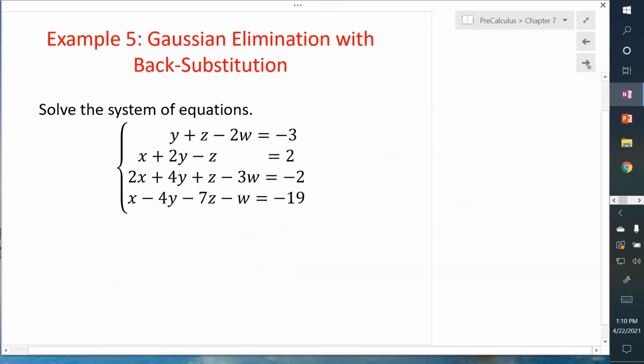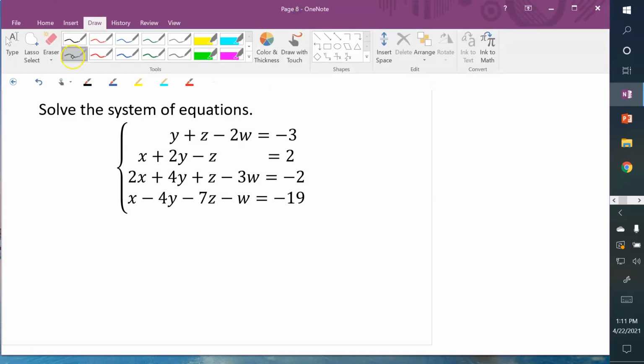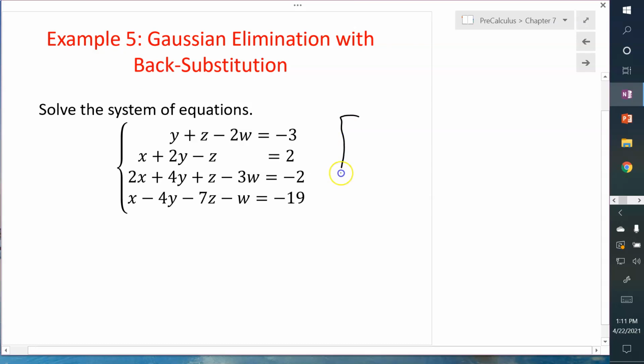All right. So now we're going to do some Gaussian elimination with back substitution. But what we're going to do is we're going to do this with matrices. So we're not going to write out all the equations like we did before. We're just going to go into matrix form. So I'm going to start in augmented matrix form.